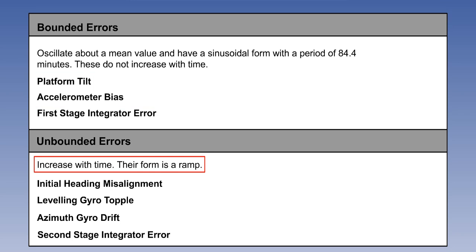Unbounded errors increase with time. Their form is a ramp. They consist of initial heading misalignment, leveling gyro topple, azimuth gyro drift, and second stage integrator error.